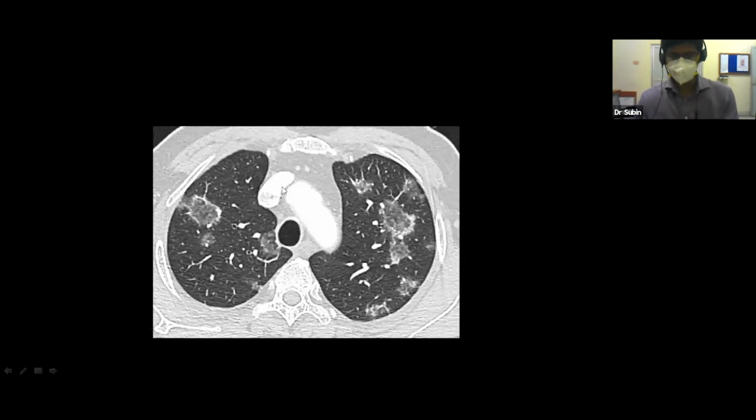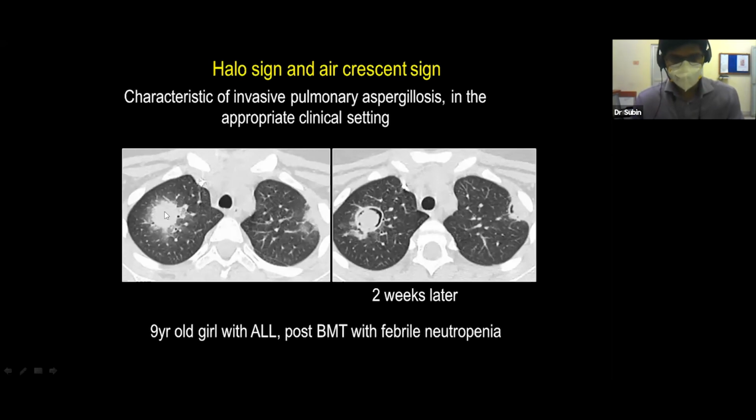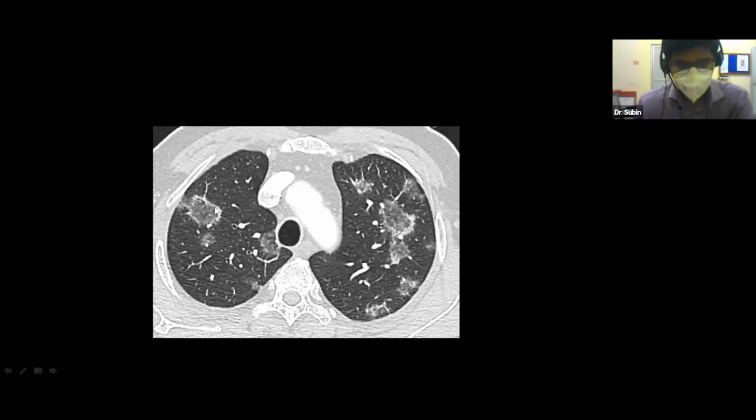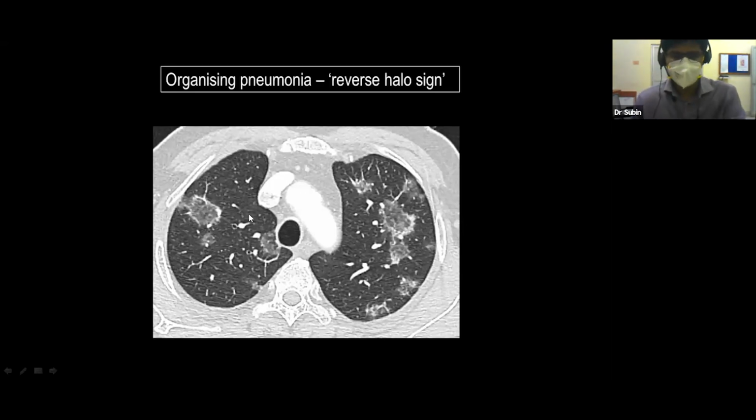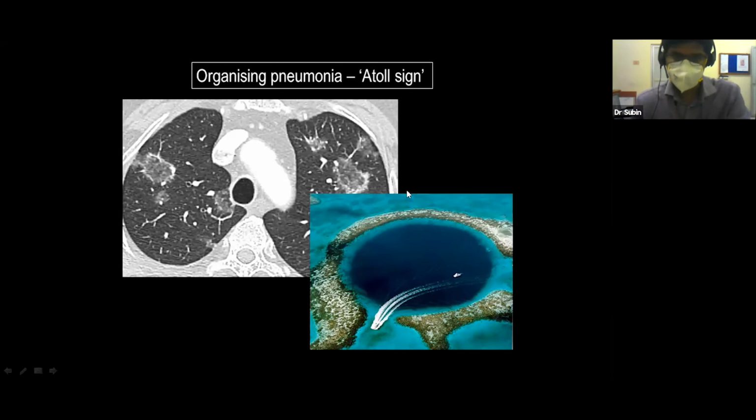This is something called reverse halo. This is what we see in organizing pneumonia, like OP. In organizing pneumonia, the center part will be ground glass, and peripherally there'll be consolidation. In the halo sign, there is central consolidation or nodule with surrounding ground glass. Here there is a central ground glass with peripheral consolidation. This is a reverse halo sign. This is also known as atoll sign. Atoll is actually an island like this, an island in this shape with water going inside this region. So this is atoll. All right, that's organizing pneumonia.